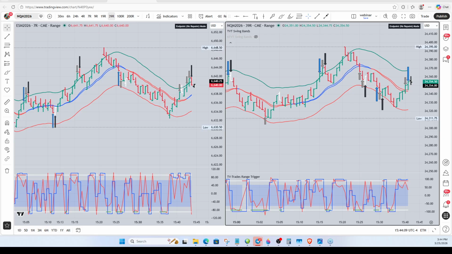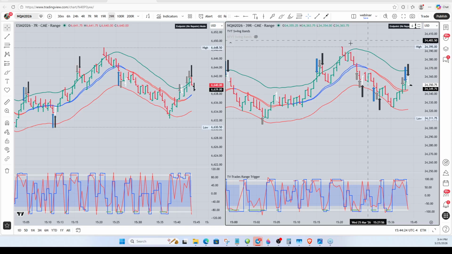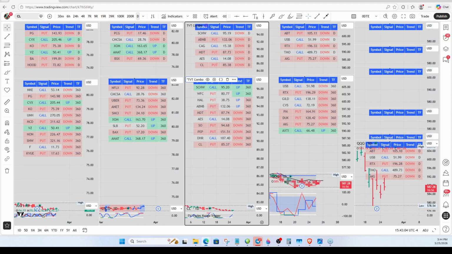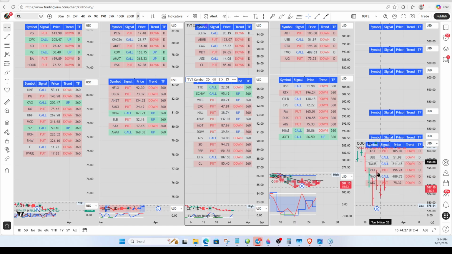0DTE, not clear on how to do that. I just said something about it reversing the next day because these expire daily, so there is no next day. Well, the 0DTE trigger in the morning. So what you got to do is wait until it happens in the morning. You just got to look at this list right over here in the morning.